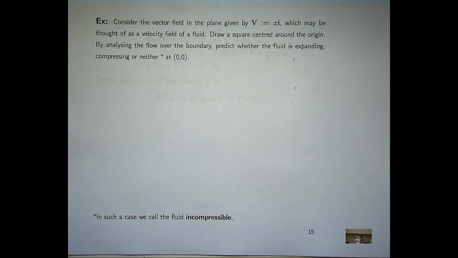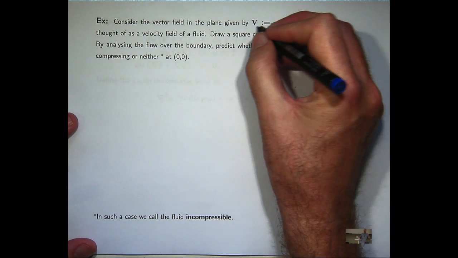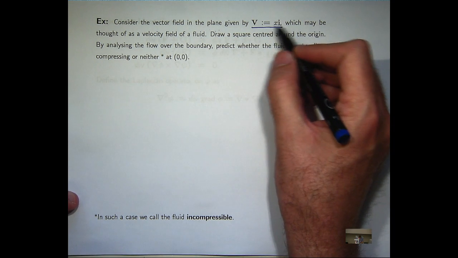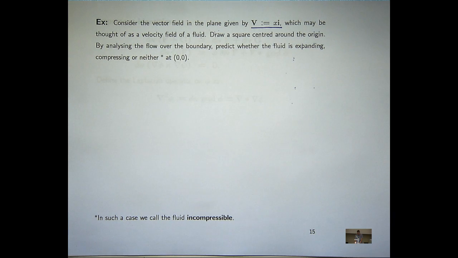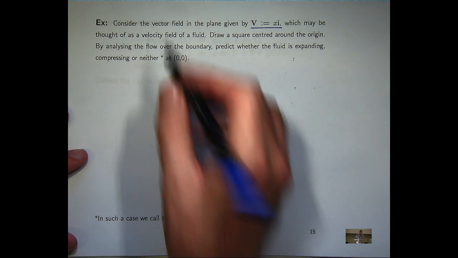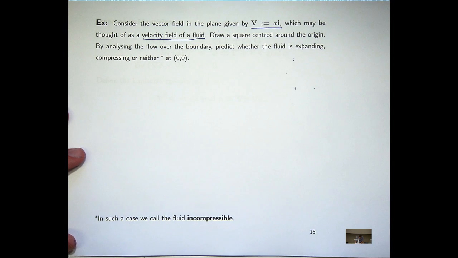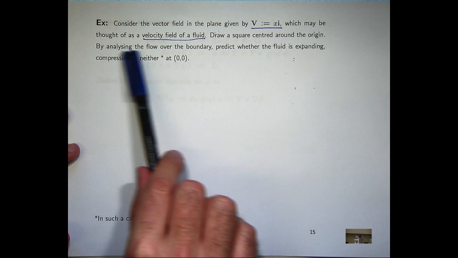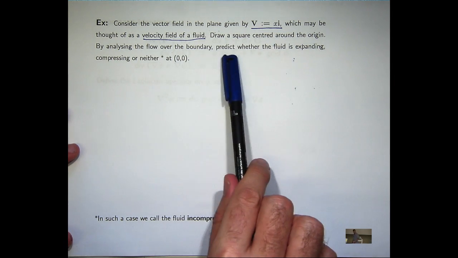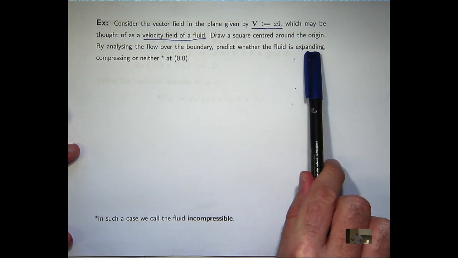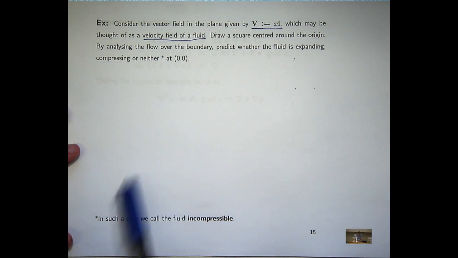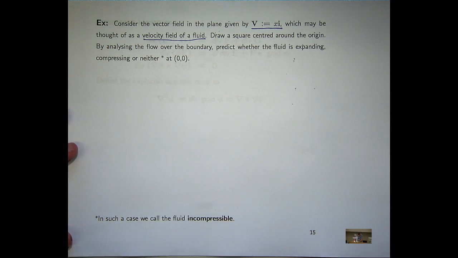All right, here's another example. I've got a vector field in the xy plane given by this expression here, and we can think of this vector field as, say, representing the velocity field of a fluid. We're asked to draw a square centered around the origin and analyze the flow over the boundary of that square, or the edges, and predict whether the fluid is expanding, compressing, or neither. And like I said before, when there's neither expansion nor compression, we call the vector field incompressible.